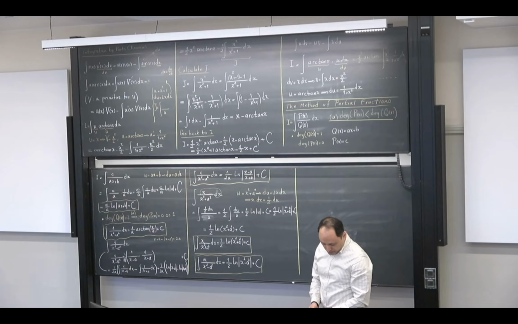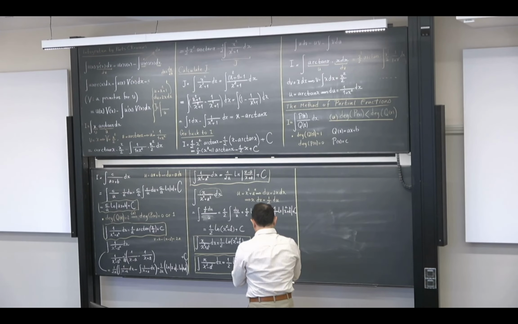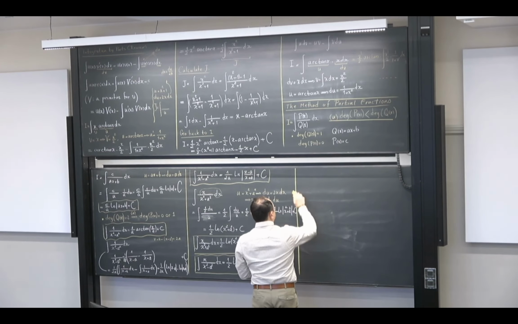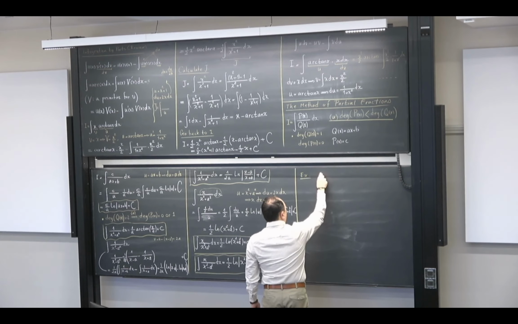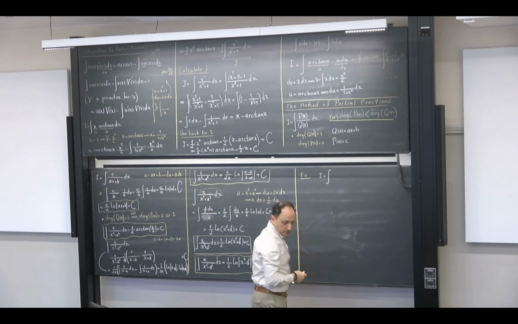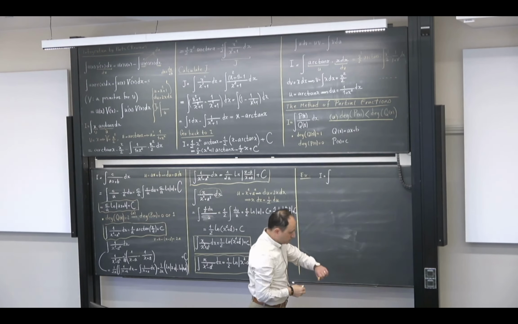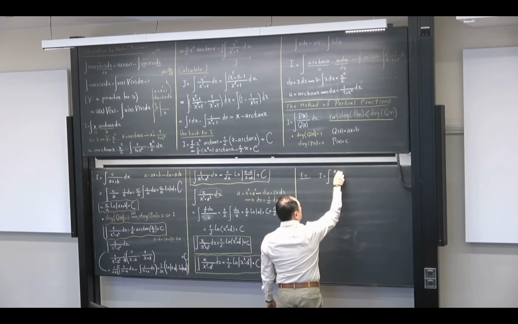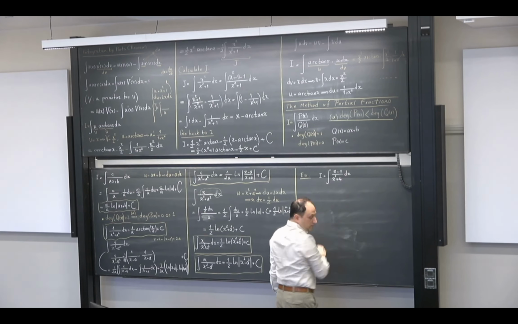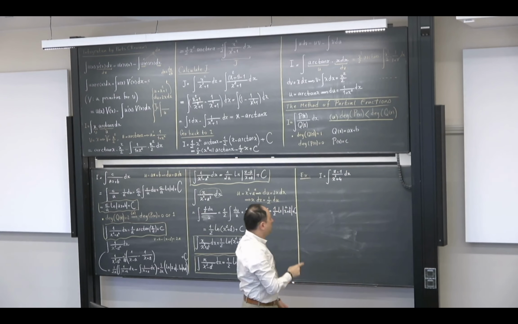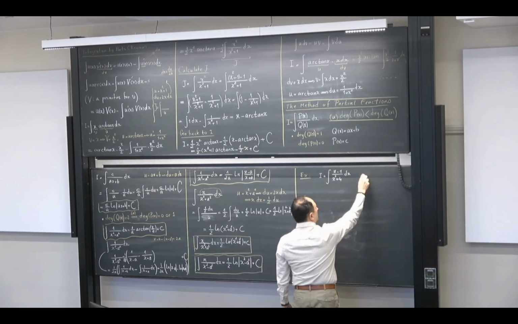So let us solve two examples here. So for example, I call this integral I. I have x minus 1 over x squared plus 4. Is that right? Yes. We want to do this. So what is I?